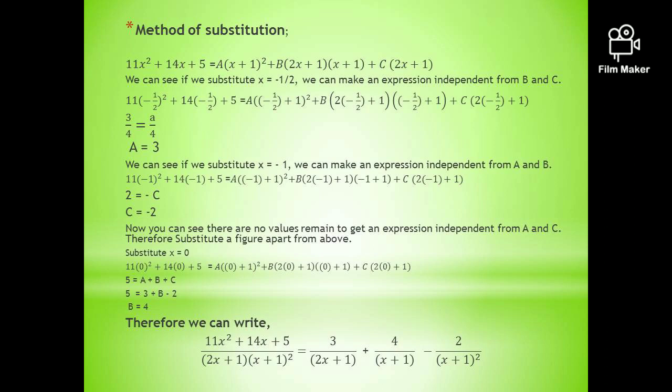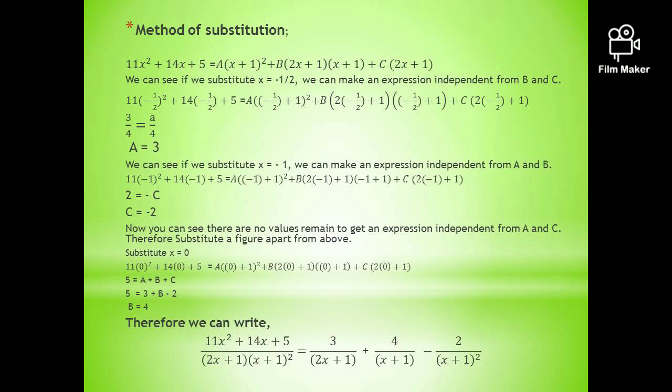Then similarly, if you do the substitution x equals minus 1, A into minus 1 plus 1 turns to 0, and B into 2x plus 1 times minus 1 plus 1 also turns to 0, therefore that term also turns to 0. Then we can obtain an answer independent from A and B. If you do the substitution, you will obtain minus C equals 2. With that, you can write C equals minus 2.